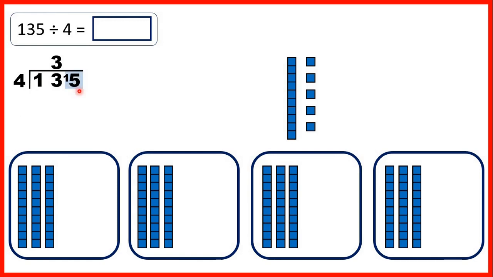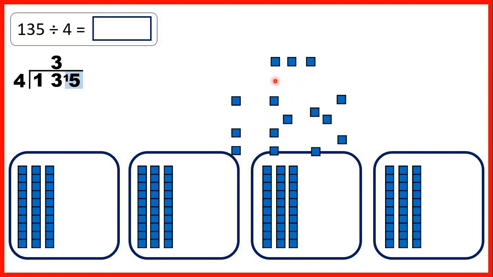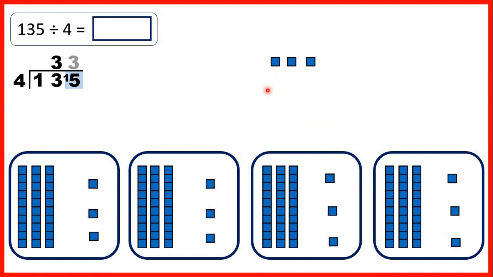So now we have 15, so 1 ten and 5 ones, that we need to divide by 4. To do that, we can exchange our 10 for 10 ones. We can share out 12 of those ones to get 3 ones in each group. But we have 3 left over, and we can't share these out because if we did that, then this group here wouldn't have as many. So we have a remainder of 3.